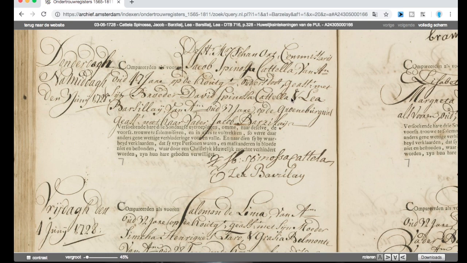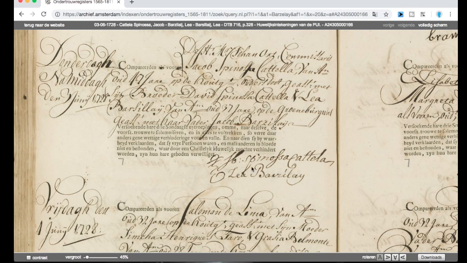And then here we have a little symbol, and that's breaking between the groom and the bride. So the bride, Leah Barzilai, and this is the Dutch spelling of Barzilai. And you can see down here, she spells it Barzilay, which the R and Z kind of look a little weird. But this record is also from 1728, so writing was a little different then. But we have Leah Barzilai, also born in Amsterdam. Then we're going to look and we're going to see the witness was her father, Jacob Barzilai.